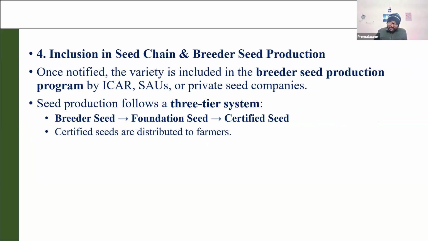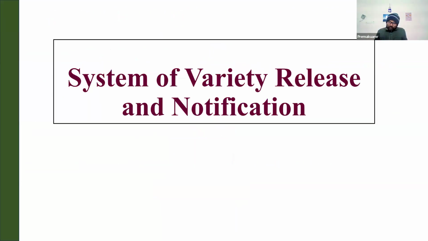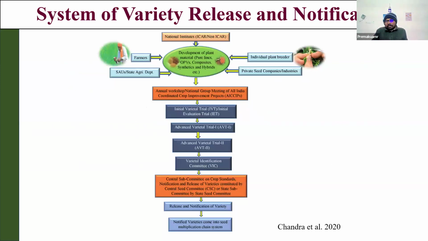This is how the entire system of varietal release is laid out by the Government of India along with ICAR for streamlining varietal release in India. And this enables only the best varieties to reach the farmers, and farmers benefit from this pipeline. Okay. When we summarize: first development, then initial varietal trial, then advanced varietal trial 1, then advanced varietal trial 2, then varietal identification.